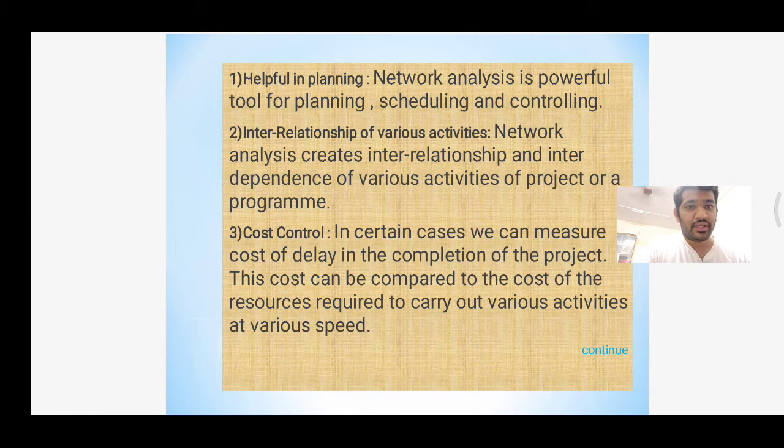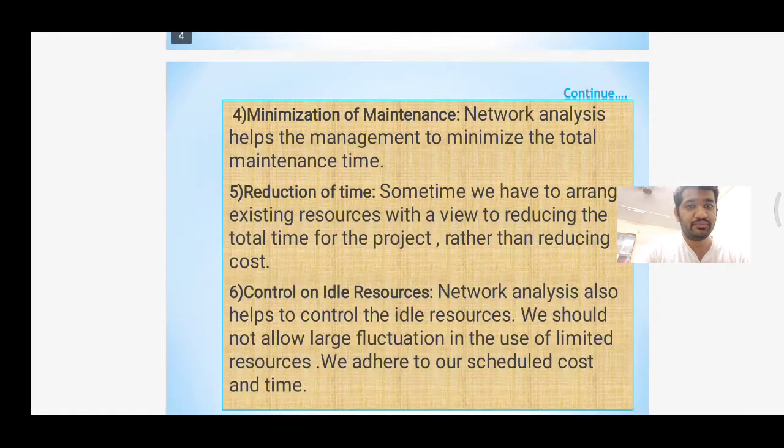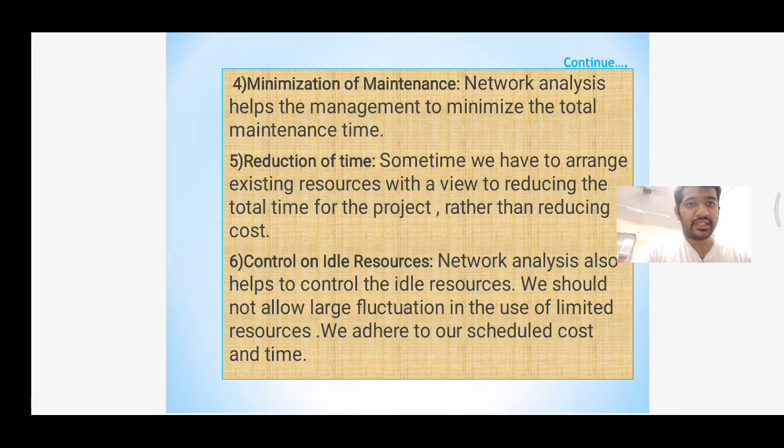Cost control: in certain cases we measure the cost of delay in the completion of a project. This cost can be compared to the cost of the resources required to carry out various activities at various speeds. Minimization of maintenance: network analysis helps the management to minimize the total maintenance time. Reduction of time: sometimes we have to arrange existing resources with a view to reduce the total time of the project rather than reducing the cost.